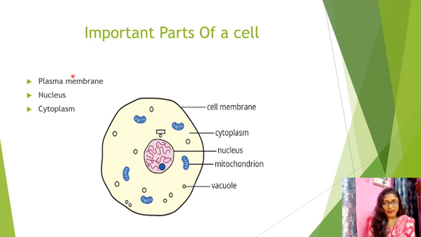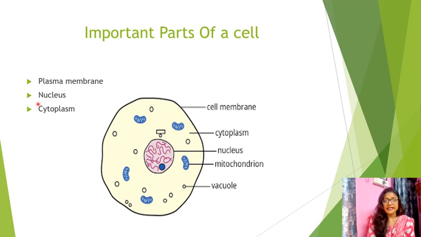Let's see in the diagram. This is the animal cell. In the case of an animal cell, the outer layer is the plasma membrane or the cell membrane. Cell membrane and plasma membrane are the same. But in the case of a plant cell, the cell membrane is the second outermost layer, because the outermost layer is the cell wall.